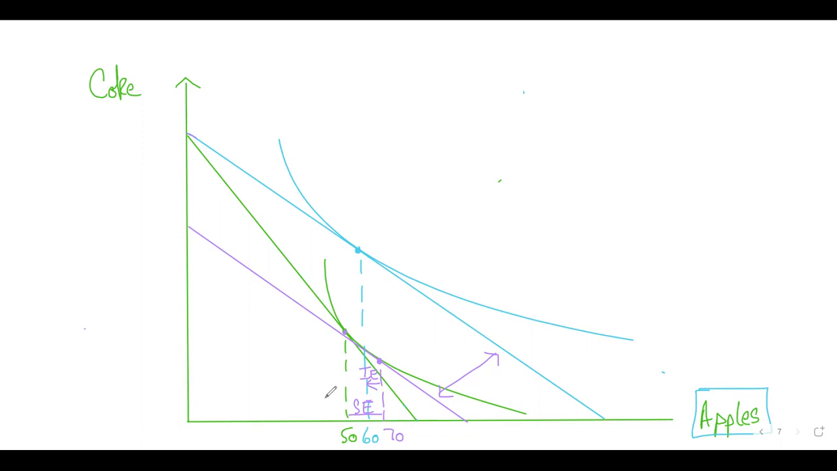Even though the real income of the consumer is increasing. How do we know that? Because the price of apples is decreasing, which means that consumers now have more purchasing power and could have purchased more of the good. But still your income effect is moving to the left from 70 to 60, which shows that it is an inferior good.